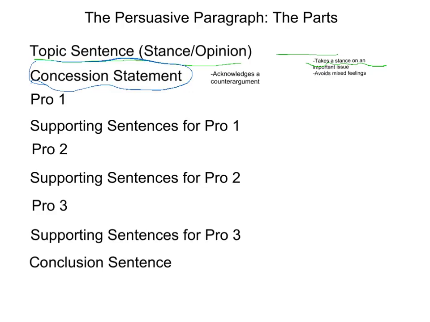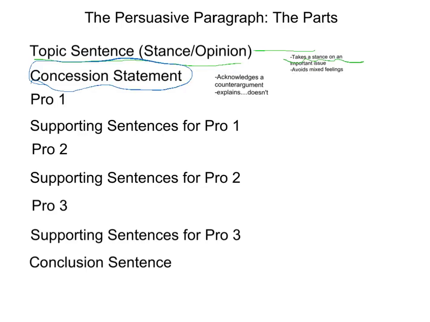By acknowledging an argument or an idea that is different from yours, it reassures the reader that you aren't afraid of controversy, that you are confident enough in your topic that you have no reason to back down from an opposing point of view. Several students make this mistake. They'll make a concession statement and instead of explaining the counter-argument, they'll try to refute it or disprove it. That's not the purpose of the concession statement.